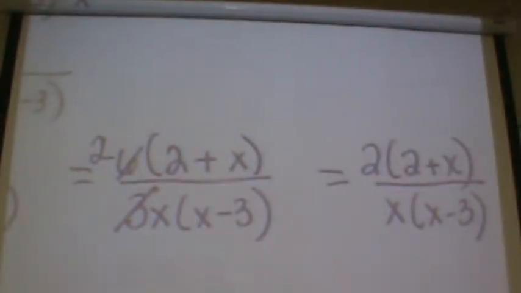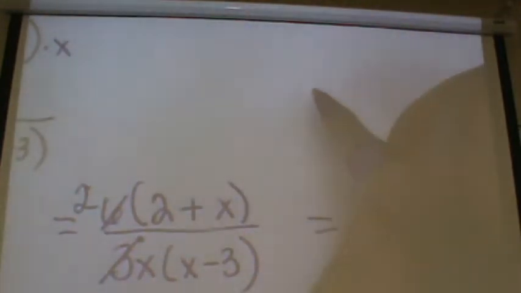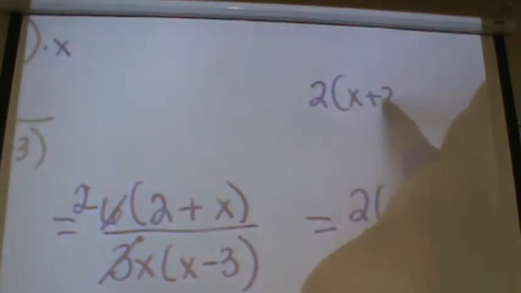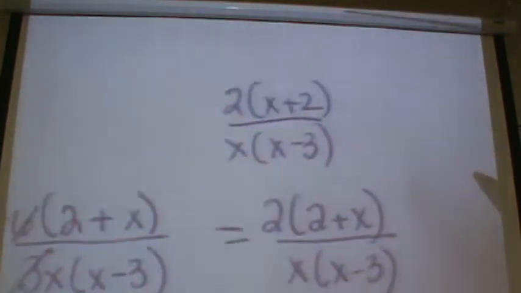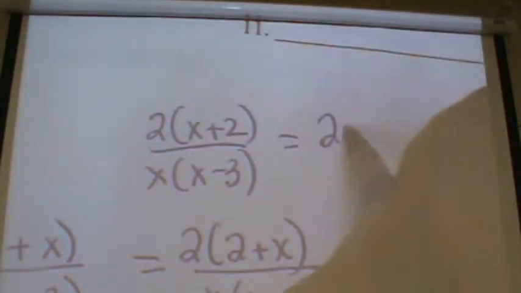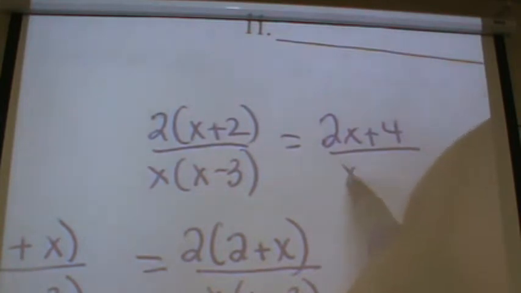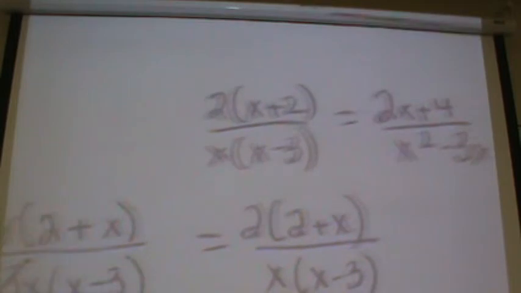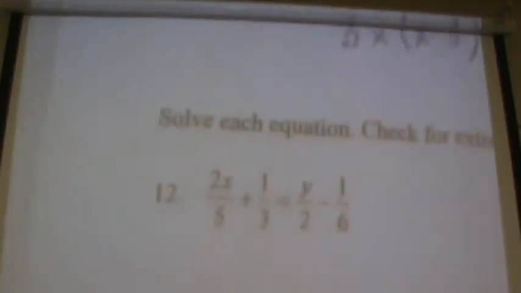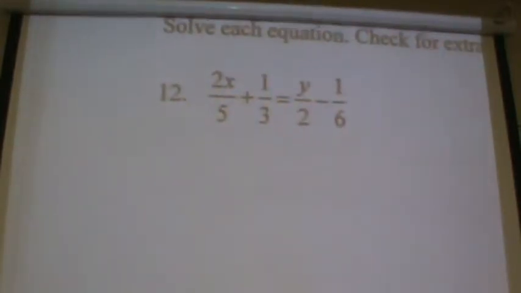Now there's different variations of this answer, you guys. You could have written 2x plus 4 over x squared minus 3x. Those are all good. The last question was extra credit on the test, so you should. You get partial points.